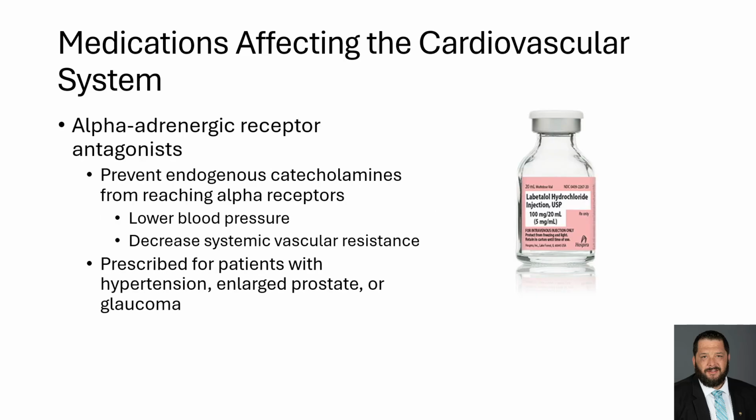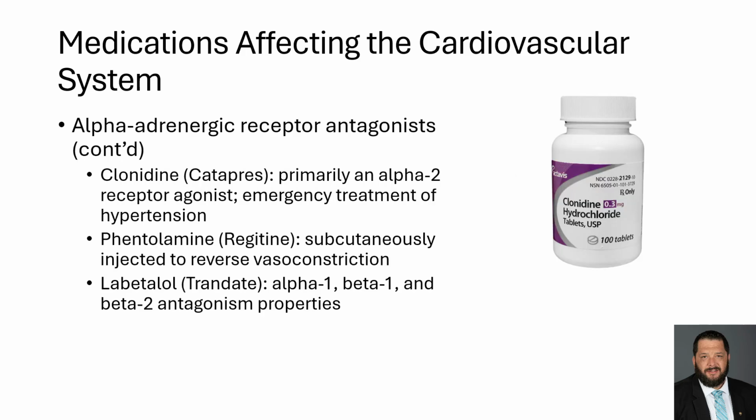You also have alpha-adrenergic receptor antagonists, and we talked about some of these medications when we talked about drugs of the sympathetic nervous system. The alpha-adrenergic receptor antagonists prevent endogenous catecholamines from reaching the alpha receptors. They can help lower blood pressure, decrease systemic vascular resistance, and oftentimes are prescribed to patients with hypertension, enlarged prostate, or glaucoma. Looking at some of the alpha-adrenergic receptor antagonists that you may see: clonidine, phentolamine, and probably more commonly labetalol, which is an alpha-1, beta-1, and beta-2 antagonist and is given frequently in pre-hospital settings.